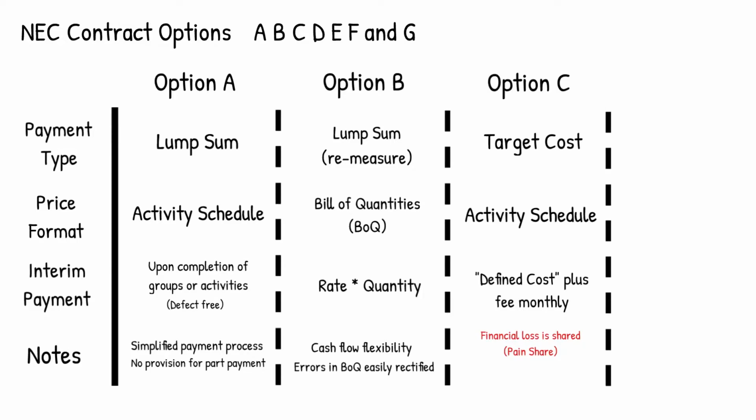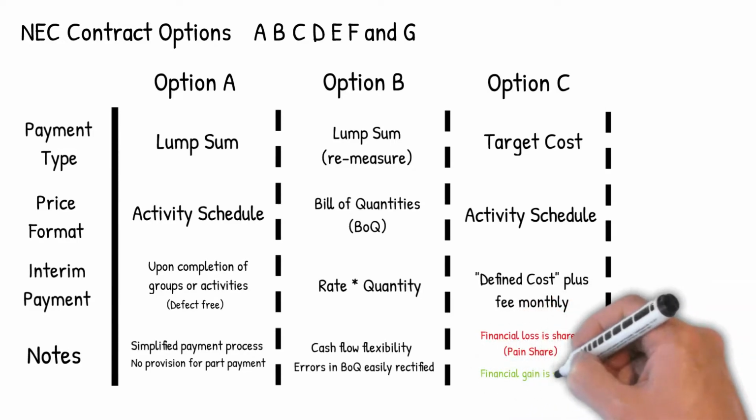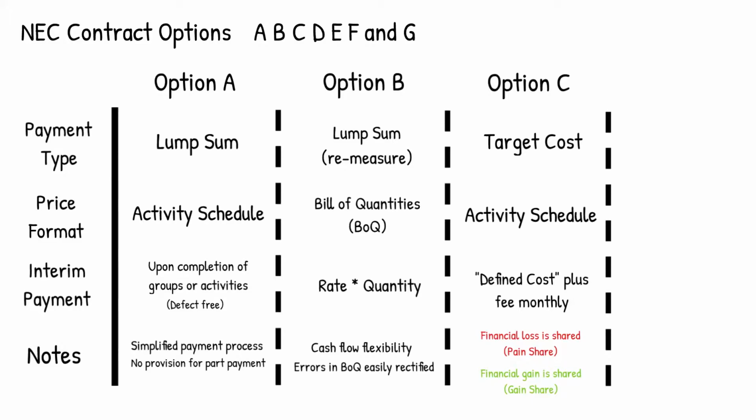Equally, if the defined cost is lower than the target, this is known as gain, and it's split between the contractor and client as gain share. The gain and pain is not always split equally, and will vary from project to project, and may even include share ranges. Option D is essentially the same as Option C.